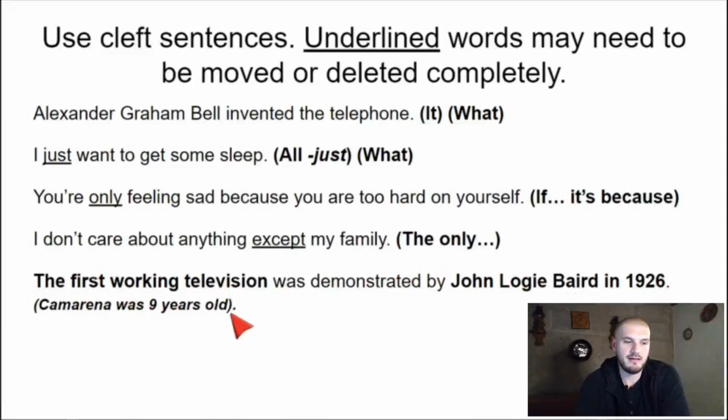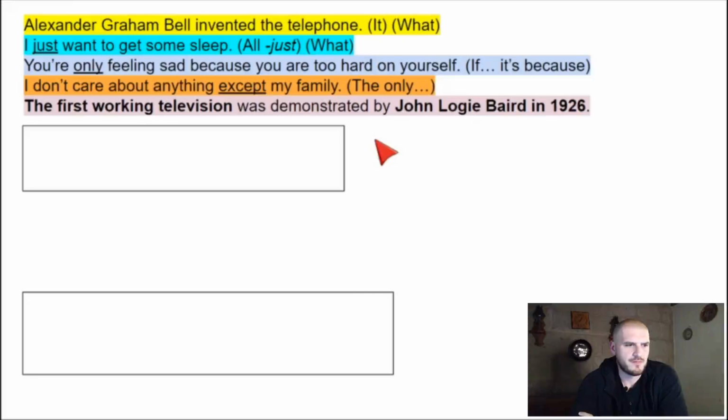Camarena was 9. I say this because a lot of my students used to say Camarena invented the television, and it was so frustrating. He didn't, but he did invent an adapter for color television, right? Because the first working television was demonstrated to the public when Camarena was 9 years old. So let's look at the cleft sentence versions.